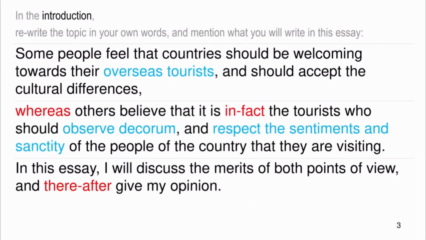In the introduction, rewrite the topic in your own words and mention what you will write in this essay. Some people feel that countries should be welcoming towards overseas tourists and should accept the cultural differences, whereas others believe that it is in fact the tourists who should observe decorum and respect the sentiments and sanctity of the people of the country that they are visiting. In this essay, I will discuss the merits of both points of view and thereafter give my opinion.